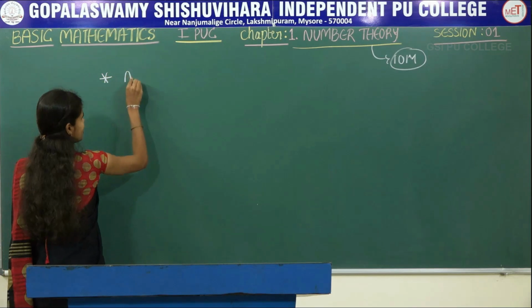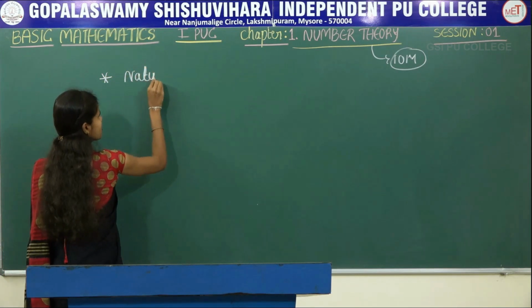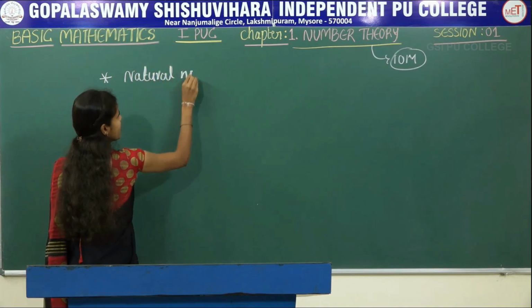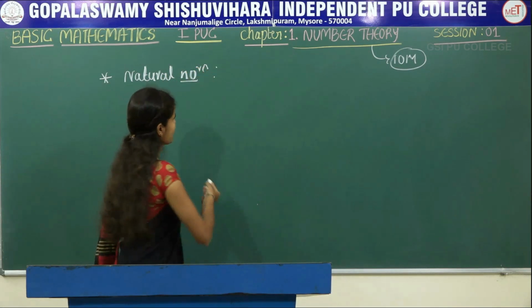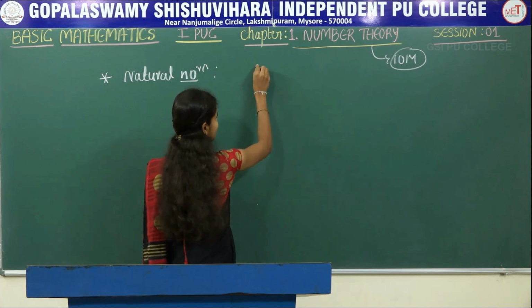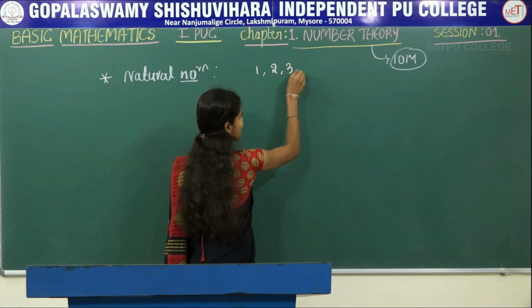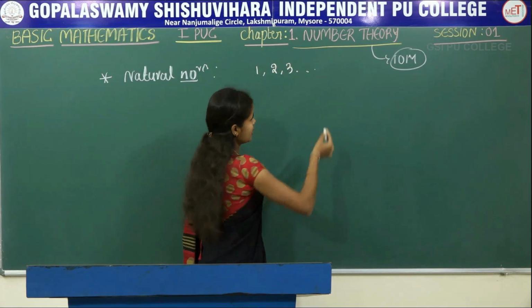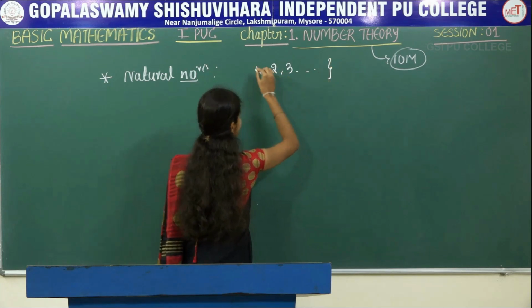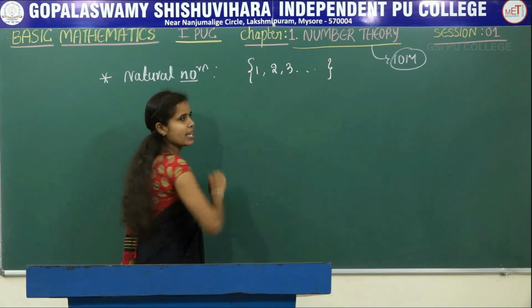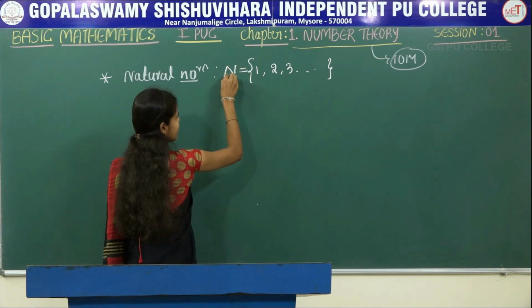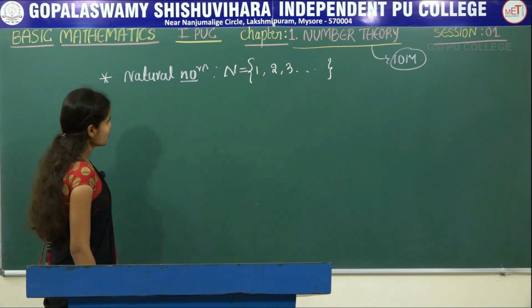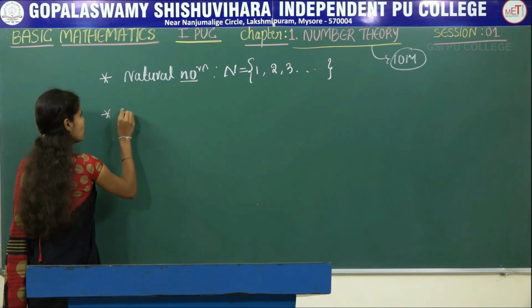First number system is natural numbers. Natural numbers means counting numbers 1, 2, 3, etc. are called natural numbers. The set of all natural numbers is denoted by capital N. Okay. So next number system is whole numbers.